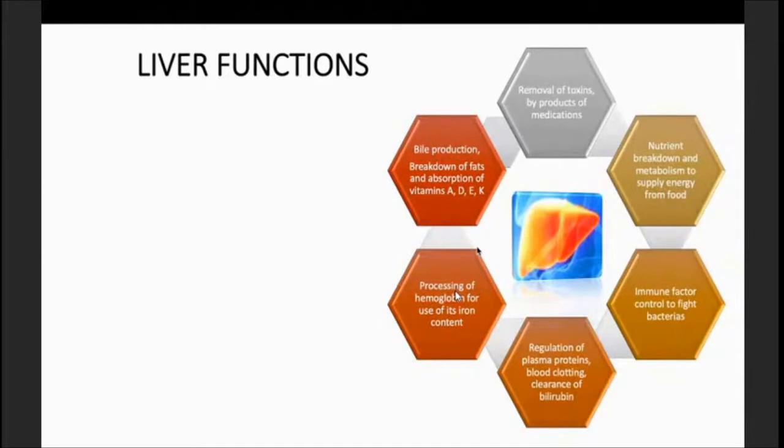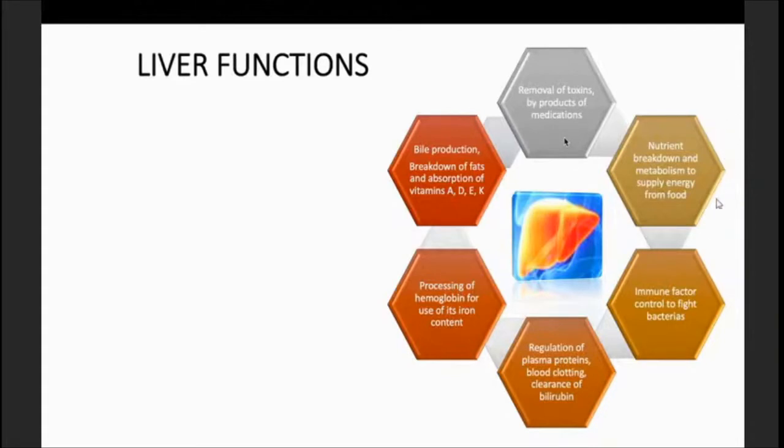and the functions are not limited to just breakdown and toxic elimination. As the chart shows, the toxic elimination or the byproducts of medications are being taken down by the liver. And it is known for bile production, the breakdown of fats, and absorption of specific vitamins A, D, E, and K, processing of hemoglobin for use of its iron content, regulation of plasma proteins, blood clotting, and the clearance of bilirubin, the one associated with jaundice.